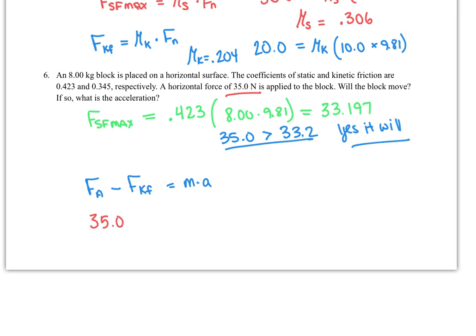The kinetic friction is now going to be the kinetic coefficient, 0.345, times the normal force. Again, it's mass times gravity. So we're going to subtract those two. That will equal the total mass times that acceleration that we're solving for. So you're going to subtract 35 minus all that multiplication there.